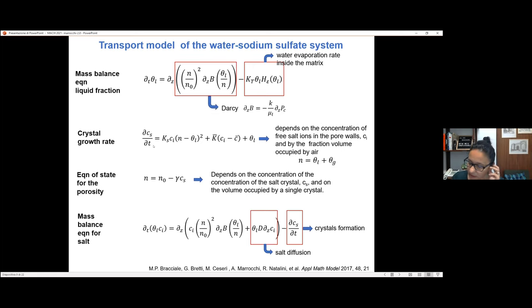The transport model. The first equation is obtained from the mass balance equation for the water fraction. Here we define N0 as the porosity of the unperturbed material, and N is the porosity of the material. The first term of this equation takes into account the water flux into the matrix that is described by Darcy's law, and this term here is the evaporation rate inside the matrix.